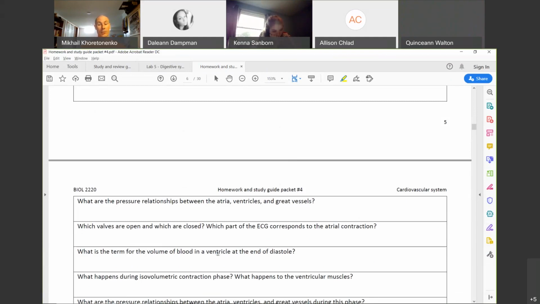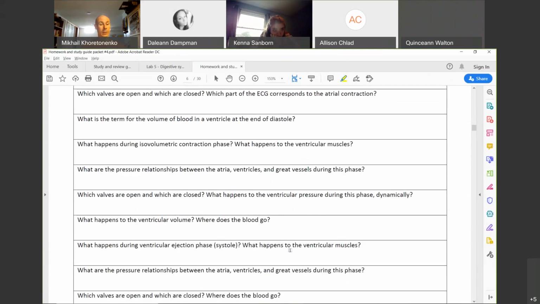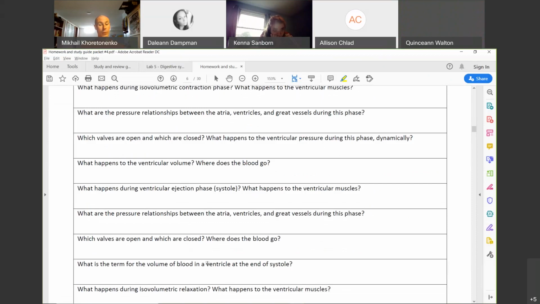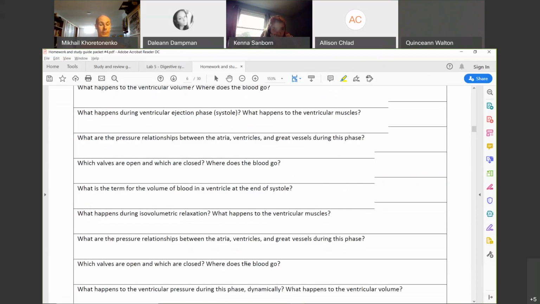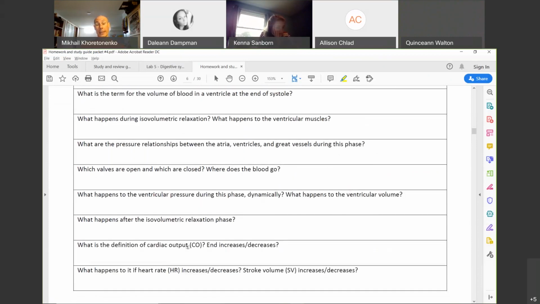Volume of blood in the ventricle at the end of diastole, end-diastolic volume. Volume of blood in the ventricle at the end of systole, end-systolic volume. That's basically what we just covered. Cardiac output, amount of blood that heart pumps in a minute. Okay, disregard this stuff.